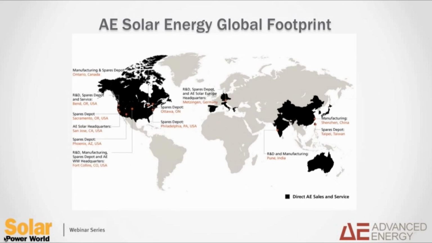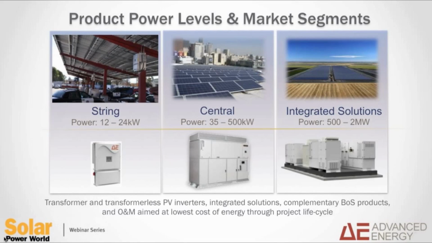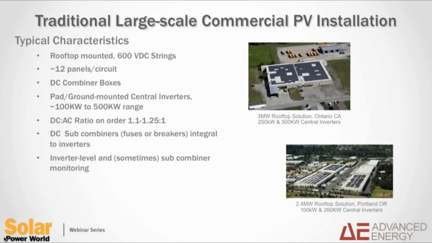The map, as you can see, we're a global company with manufacturing in the U.S., Canada, India, and China. And our sales are primarily focused in the U.S. and Europe, but that's changing as we develop some global products. And finally, from a product offering perspective, we have a full range of products all the way from small 12-kilowatt string inverters up to 500-kilowatt central inverters up to 2-megawatt integrated solutions for utilities. And we'll leave the rest for your review.